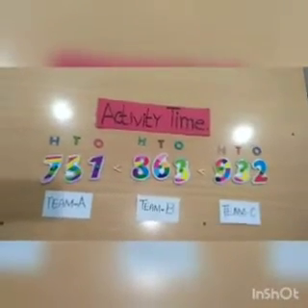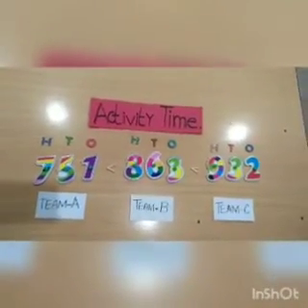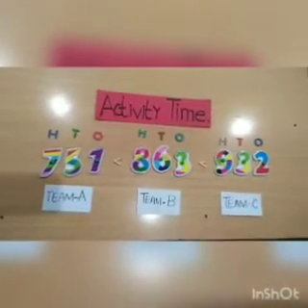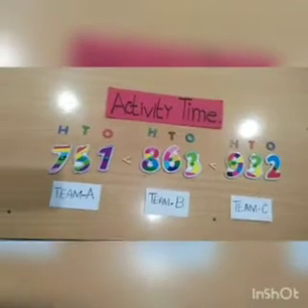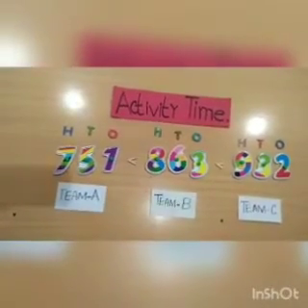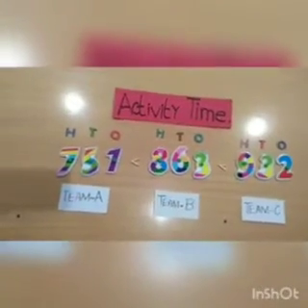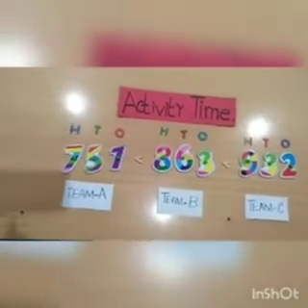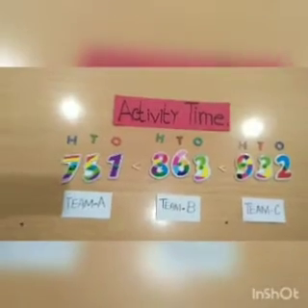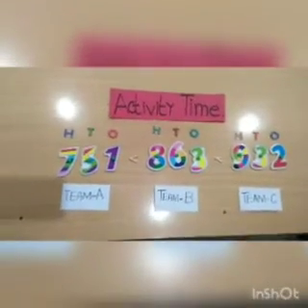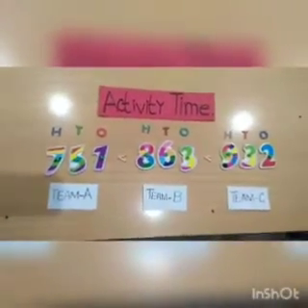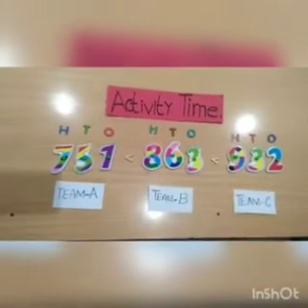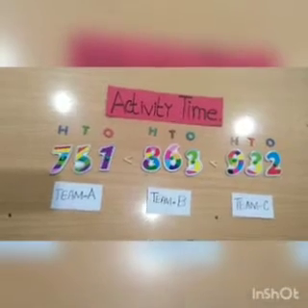Okay, class, it's our activity time. I want to tell you about smallest, greater and greatest in this activity. We are playing a game with 3 teams: team A, team B and team C. Team A has 751, team B has 863 and team C has 932. The team with the greatest number wins the game.